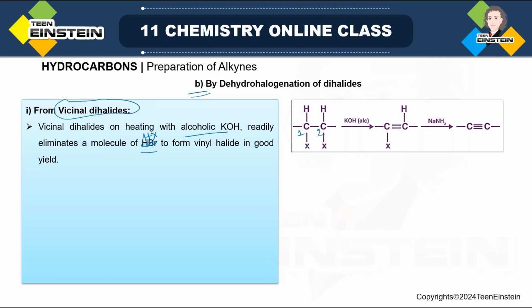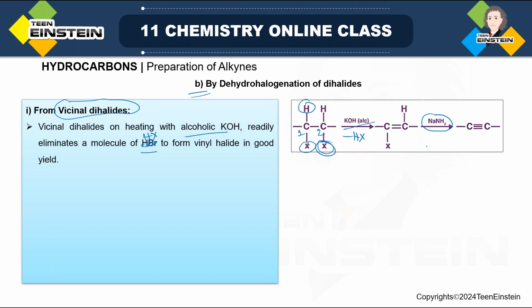At 1 position and 2 position we have 2 halogen atoms. Alcoholic KOH we are using, so there is removal of H and X. So minus HX, and we are getting this. In the next step we are using some strong base.